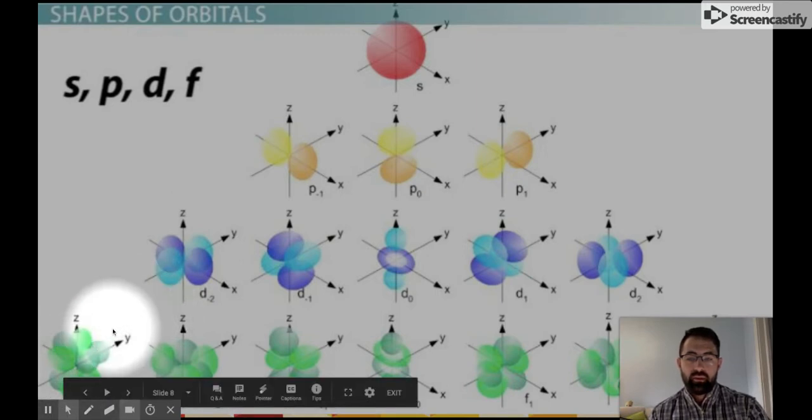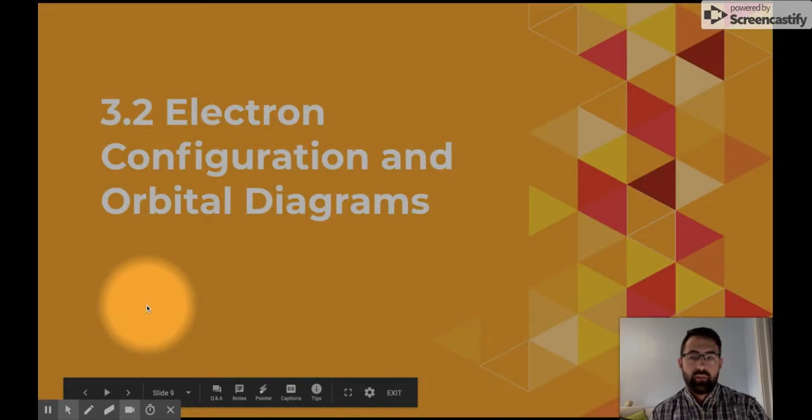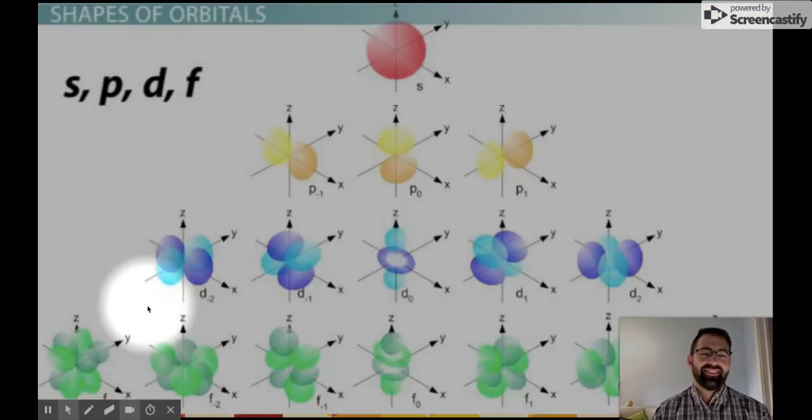So let's keep going. That's it for this concept. The names are S, P, D, and F. And next lesson we'll see how these fit together with the periodic table of elements and how they help us understand electrons and their chemical behavior.